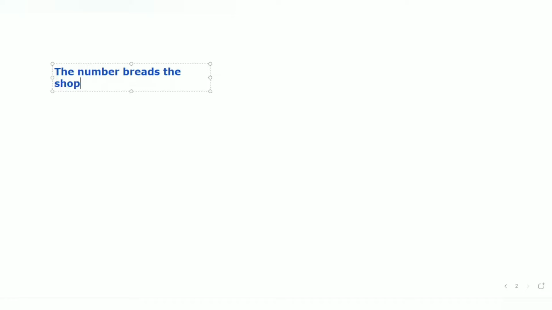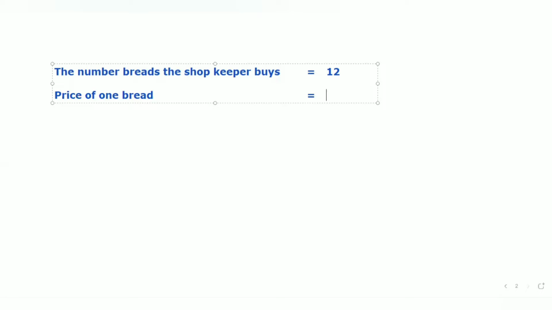Number of breads the shopkeeper buys. So he buys 12 loaves of bread, right? He buys 12 loaves of bread. Price of one bread is rupees B. They have given it as B.